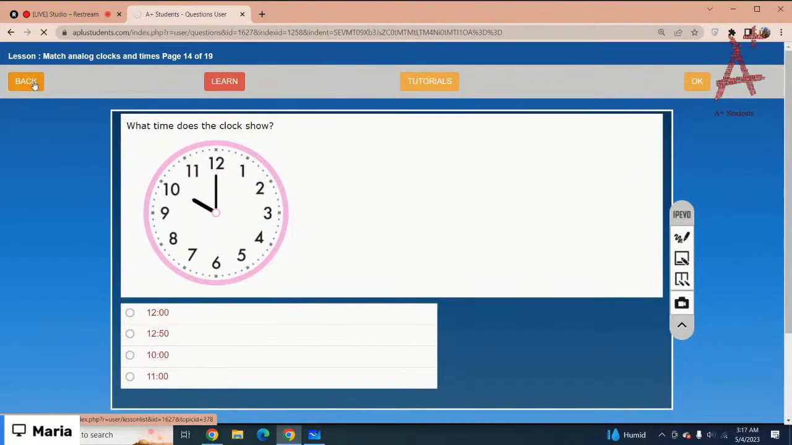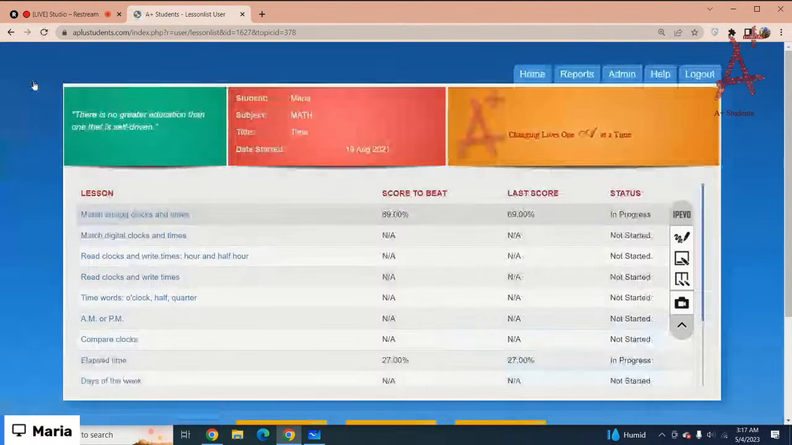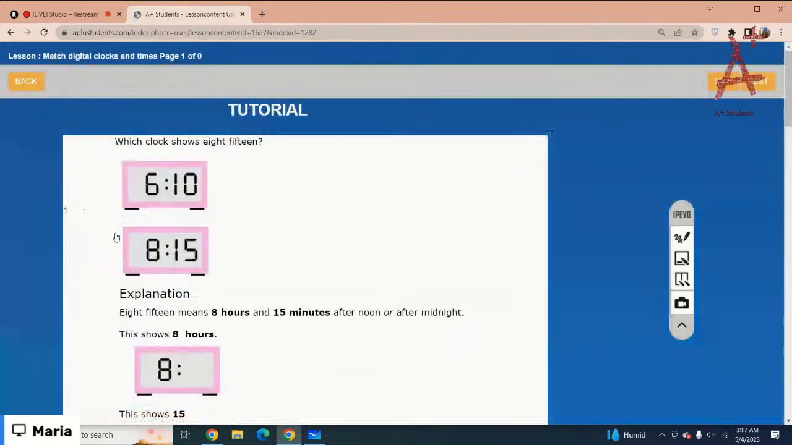Let me just move on to the next lesson. The next lesson is make digital clocks and time. You have to now read the time from the digital clock. Which clock shows 8:15? Which is the correct option? Option 1 or option 2?